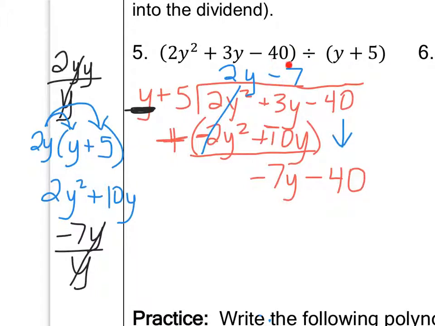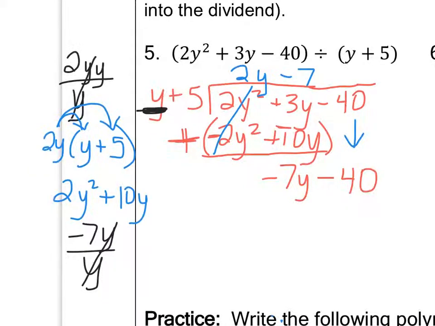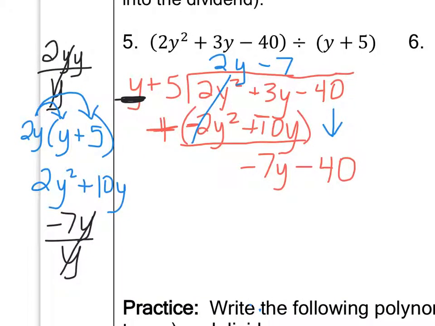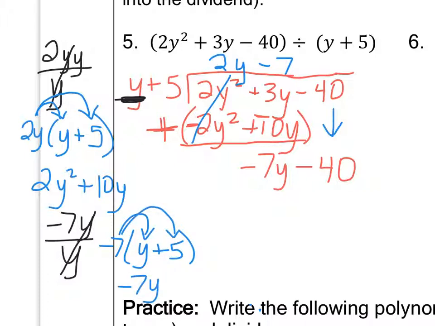We multiply what we have on top, the negative 7, times our y plus 5. So I'm going to do that right over here. Negative 7 times y plus 5. Again, this is our double rainbow, so double rainbow this. And we end up with negative 7y minus 35. Okay, so I'm going to bring that down. I've got negative 7y minus 35.